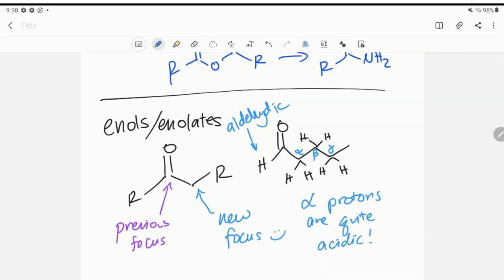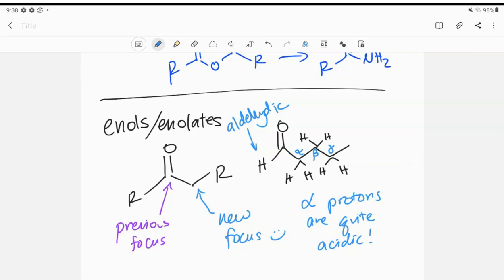And that's going to be very important when we look at the chemistry of what's happening at the alpha carbon. We're going to see that the pKa's of these are quite low, and we're going to do all sorts of transformations there. We can install bromines there. We can install all sorts of different carbons there. We can do all sorts of fun stuff.